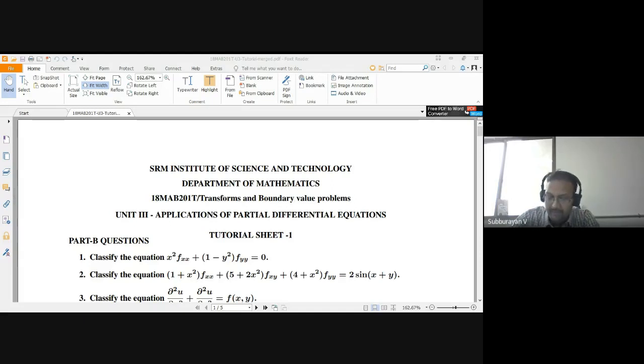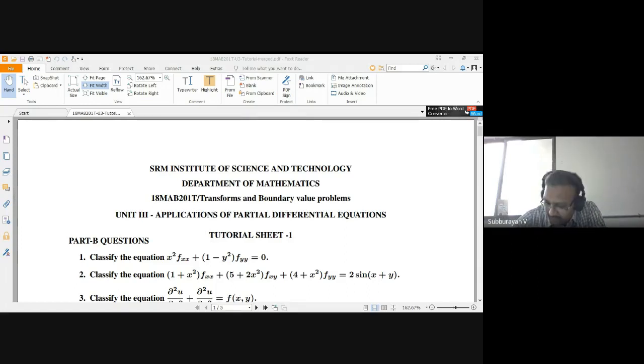If x = 0, then b² − 4ac is 0. Similarly, if |y| = 1, then also b² − 4ac is 0. Hence, the above PDE is of parabolic type if either x = 0 or |y| = 1. Okay, fine. Then the second case: when will it be hyperbolic type?